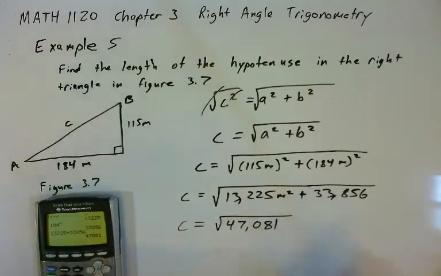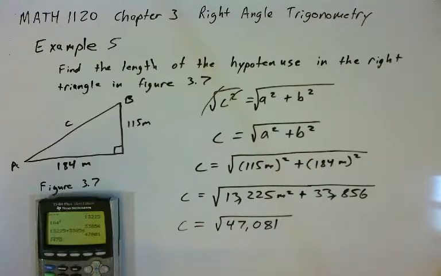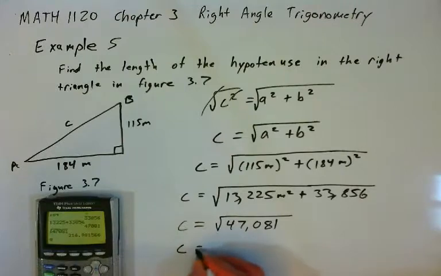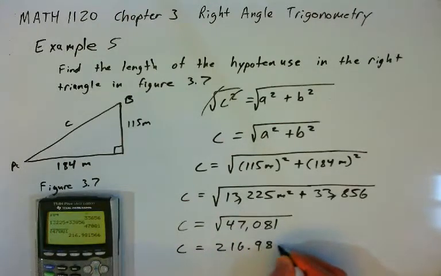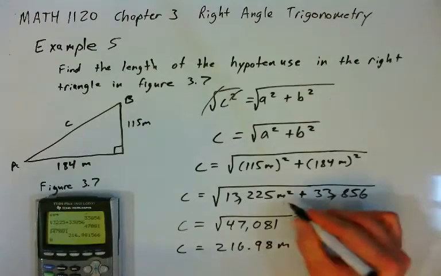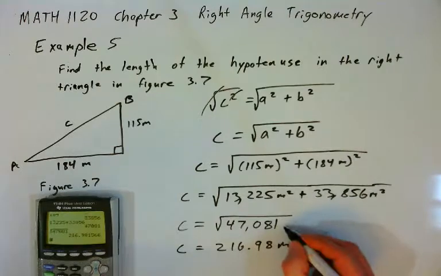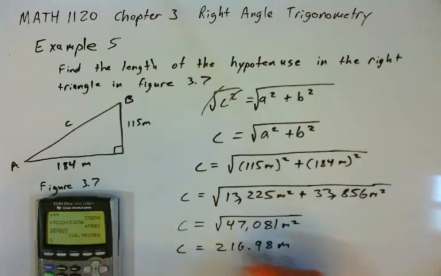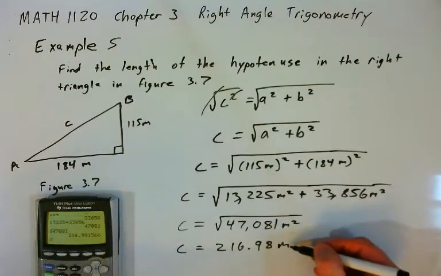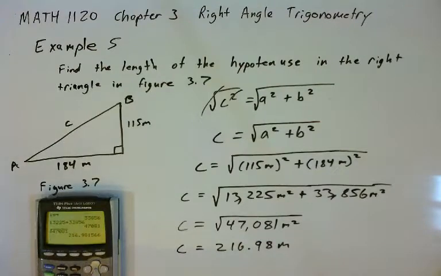47,081. And then the last step, of course, is to take the square root. So square root of 47,081, and we see that C is equal to 216.98 meters. Oh, and I'm sorry, I forgot to write meters squared here. And meters squared plus meters squared is meters squared. And when we take the square root, the units come out to be meters. And so the answer will be 216.98 meters.